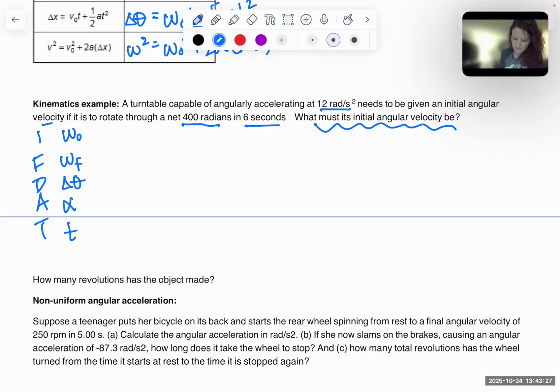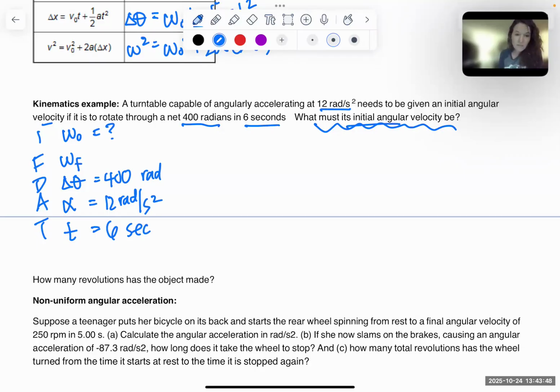So let's stick these all in. I have 12 radians per second squared. That is my angular acceleration, radians per second squared. We want to know initial angular velocity. So this is our question mark. We have 400 radians. So that is our delta theta. And then 6 seconds.